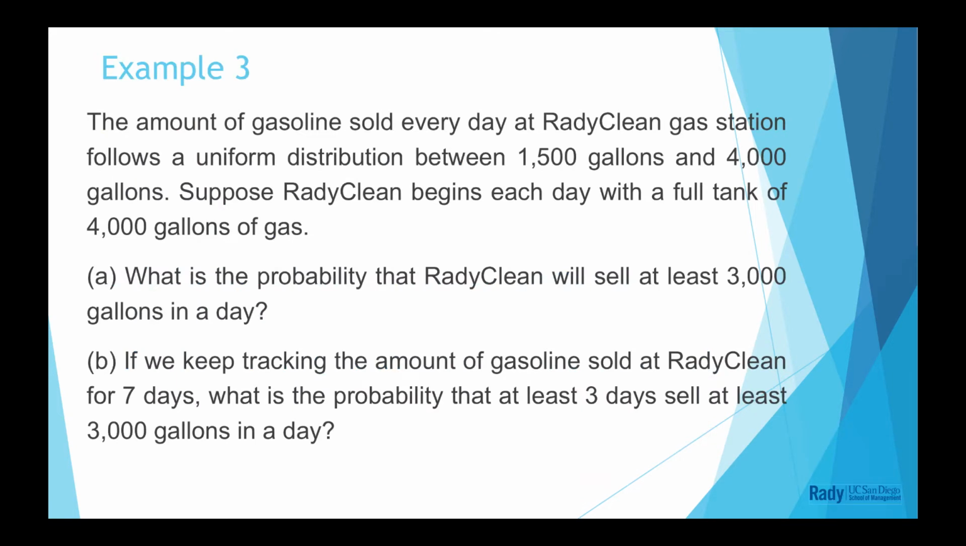The amount of gasoline sold every day at Really Clean gas station follows a uniform distribution between 1,500 gallons and 4,000 gallons. Suppose Really Clean begins each day with a full tank of 4,000 gallons of gas. Question A is to calculate the probability that Really Clean will sell at least 3,000 gallons in a day.